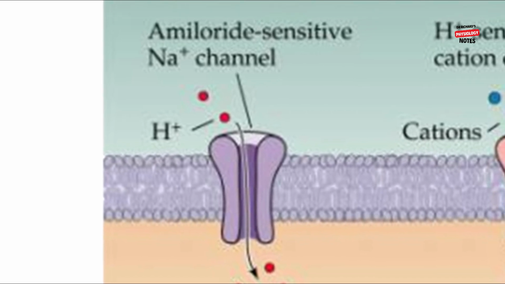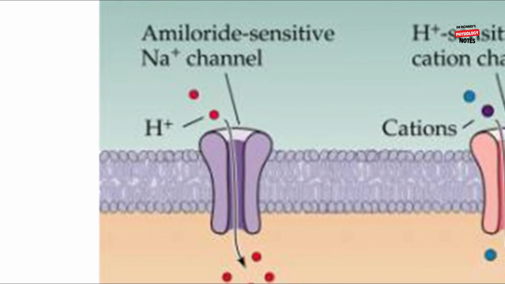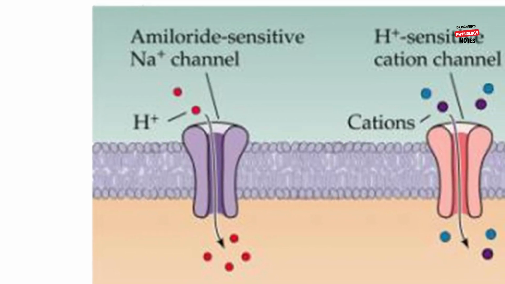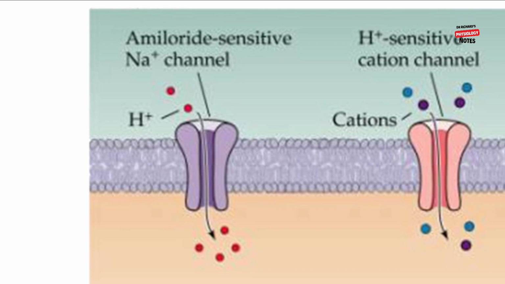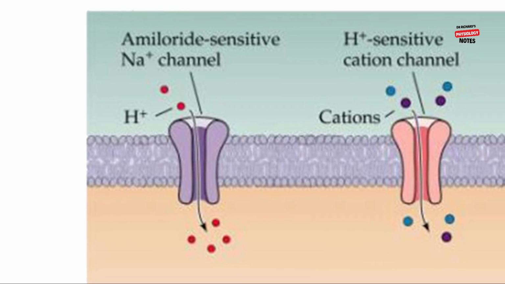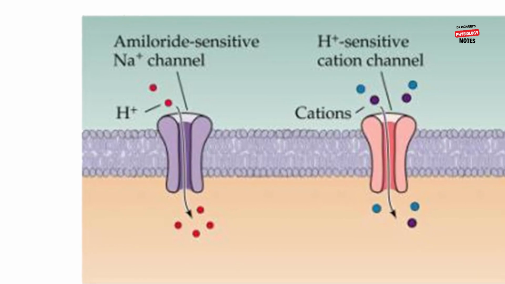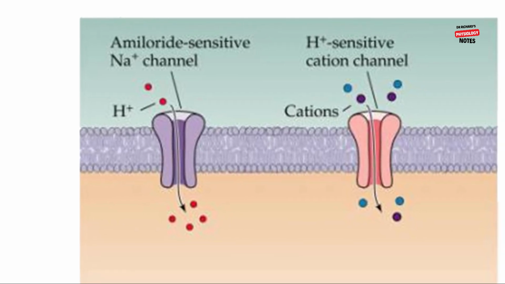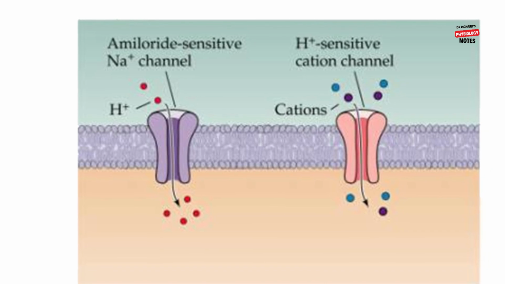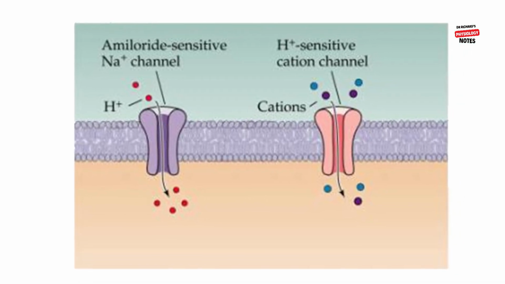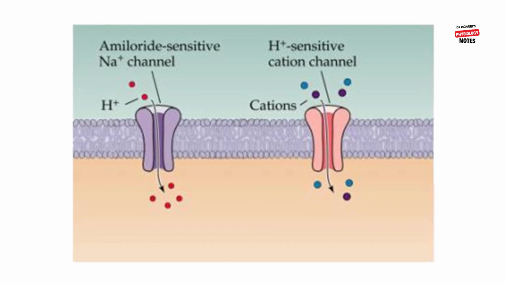Protons can permeate the amiloride-sensitive sodium channels, creating an inward proton current, which depolarizes the cell. Protons also bind and block potassium-selective channels, decreasing the permeability of the membrane to potassium, which also depolarizes the cell. As the concentration of protons increases because of ingesting acidic compounds, the depolarization of specific taste cells increases.